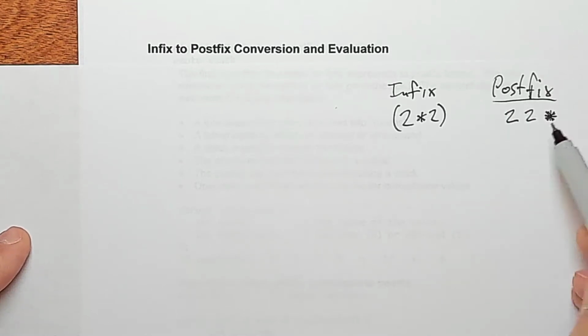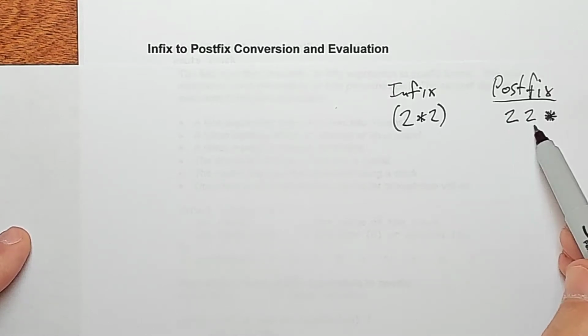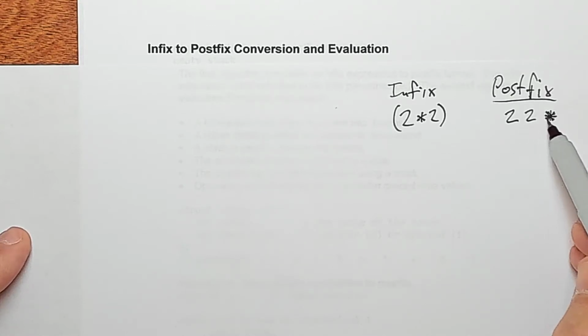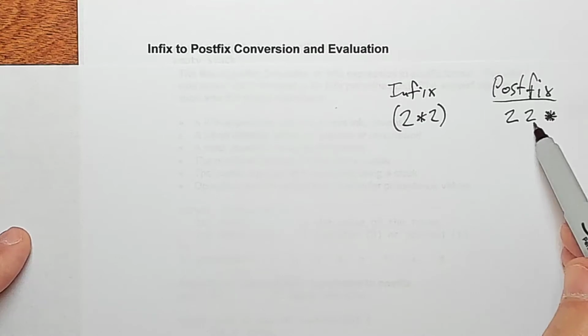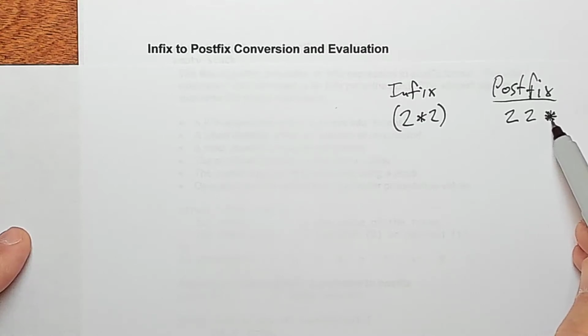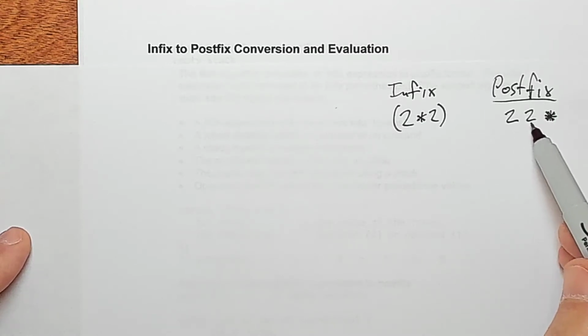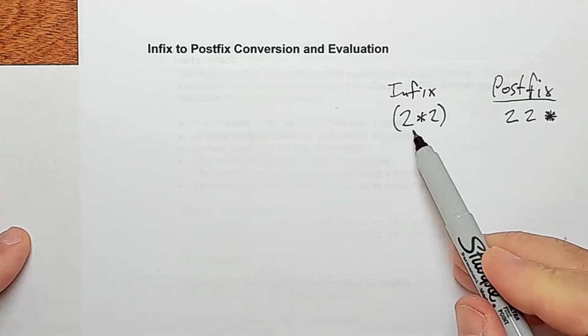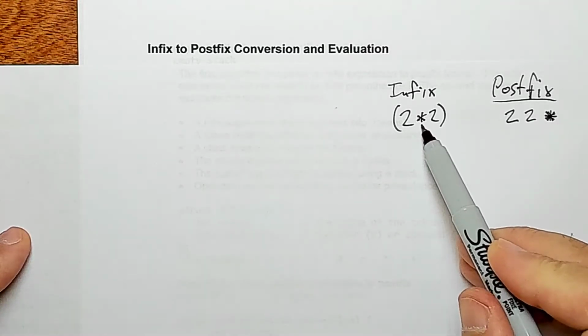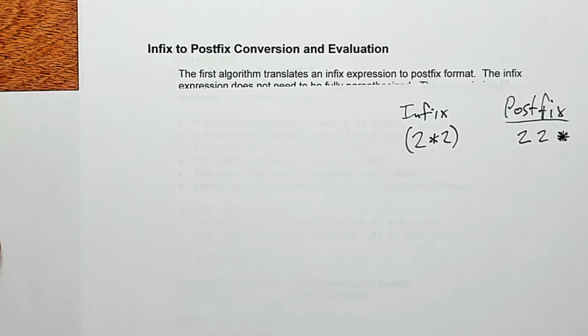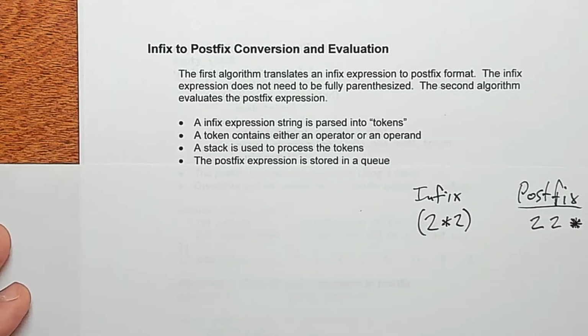So in postfix, you have the operands followed by the operator. So it's operand, operand, operator, as opposed to infix, which is operand, operator, operand. Okay, that's the difference between postfix and infix.